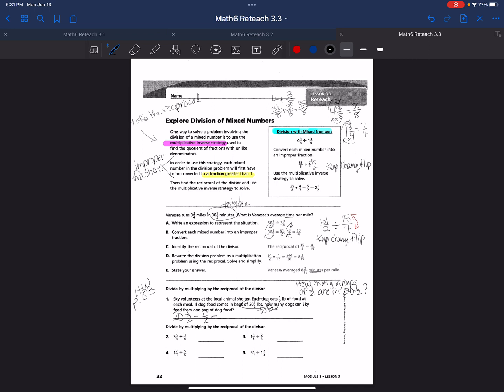So I need to change this into an improper fraction. Okay, that's step 1. So 2 times 20 is 40 plus 1 is 41/2 divided by 1/2. Now we need to do keep, change, flip. And then we know that we have cross cancellation here. 2 can go into both of these, so they would be 1. So my answer is 41 dogs she can feed.